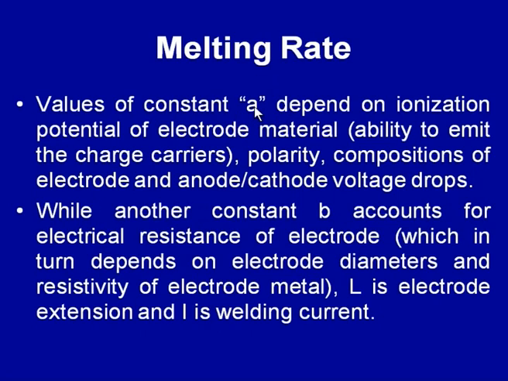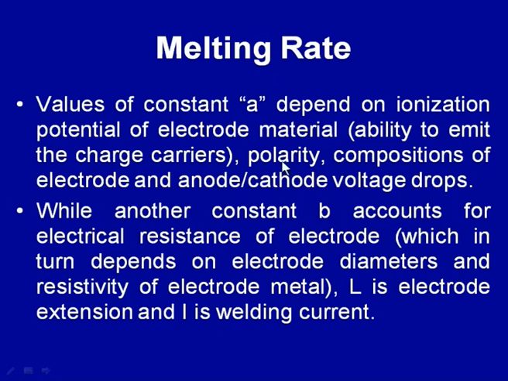So, when this coefficient is multiplied by the welding current, it gives us the heat generated by the electrical reactions in the anode zone or in the cathode zone. The other coefficient, B, accounts for the electrical resistance of the electrode, which in turn depends upon the electrode diameter and the electrical resistivity, and L is the electrode extension and I is the welding current. So, depending upon the electrode diameter we use and the electrical resistivity of the electrode material, the coefficient value B is affected.